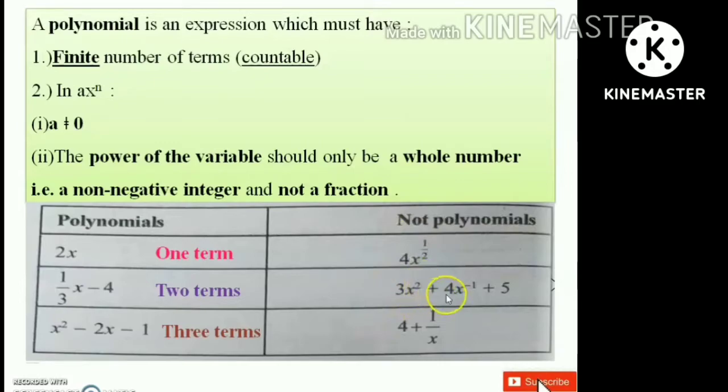Here also, 3x squared plus 4x power minus 1. We have a negative power, so it is not a polynomial. Here, 4 plus 1 by x. As 1 by x is in the denominator, 1 by x can be written as x power minus 1. So x power minus 1 means again it is not a polynomial. So remember, whenever x or any variable is in the denominator, it is not a polynomial.